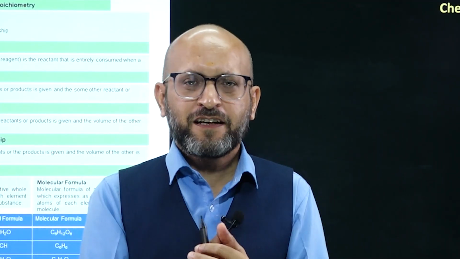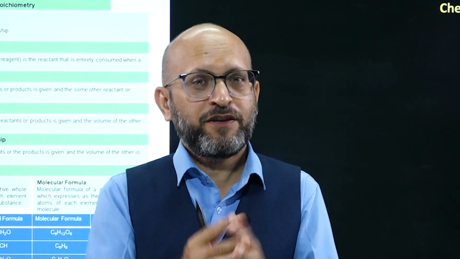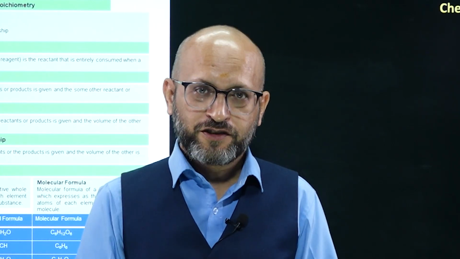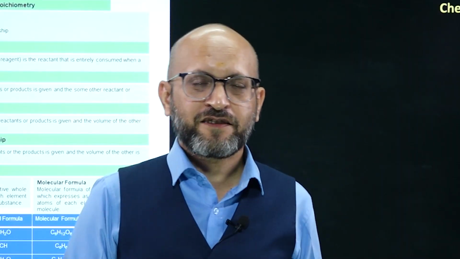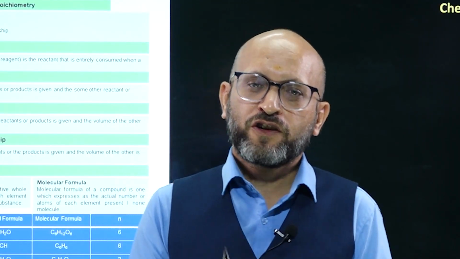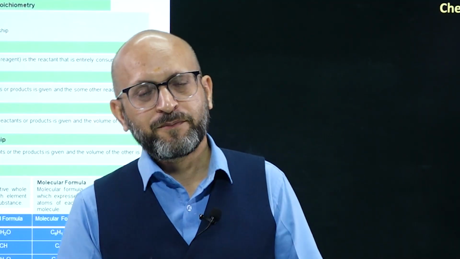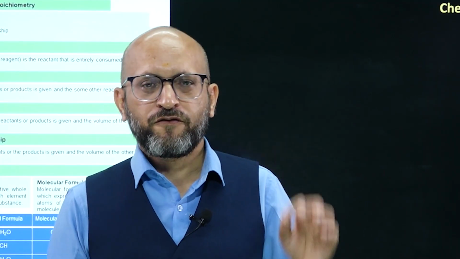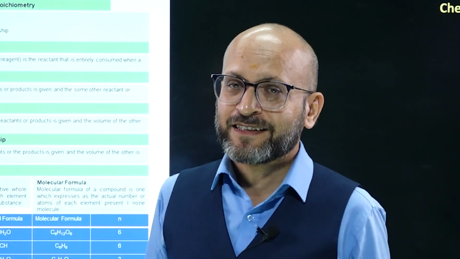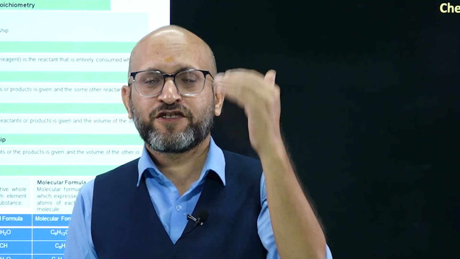So, if, let's say, volume of one entity is given and mass of another is to be calculated, we will use mass-volume relationship. If volume of reactant is given and volume of product is to be calculated, we are going to use volume-volume relations. And similarly, if moles of one reactant are given and moles of product are to be calculated, or moles of product are given and we need to calculate moles of reactant, we are going to use mole-mole relationship.